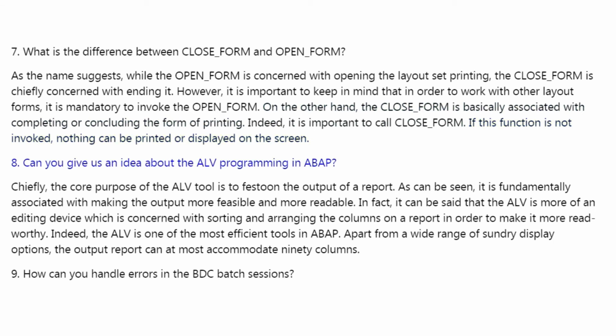8. Can you give us an idea about the ALV programming in ABAP? Chiefly, the core purpose of the ALV tool is to festoon the output of a report. As can be seen, it is fundamentally associated with making the output more feasible and more readable. In fact, it can be said that the ALV is more of an editing device which is concerned with sorting and arranging the columns on a report in order to make it more read-worthy. Indeed, the ALV is one of the most efficient tools in ABAP. Apart from a wide range of sundry display options, the output report can at most accommodate 90 columns.